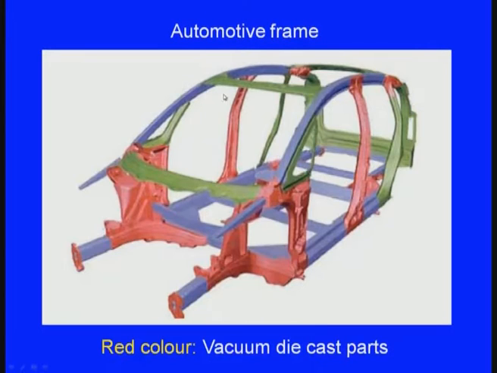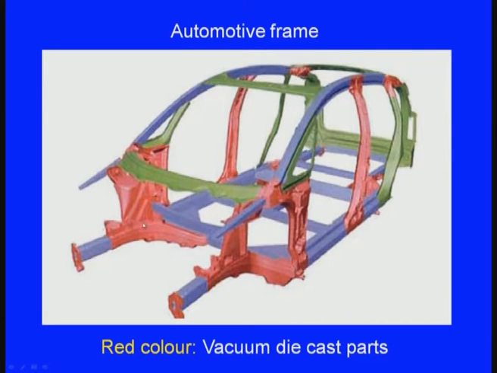Next one, these are some of the examples of vacuum die cast parts. This is an automotive frame, these red colored parts. So, these are the parts produced from vacuum die casting. So, this is the automotive frame.